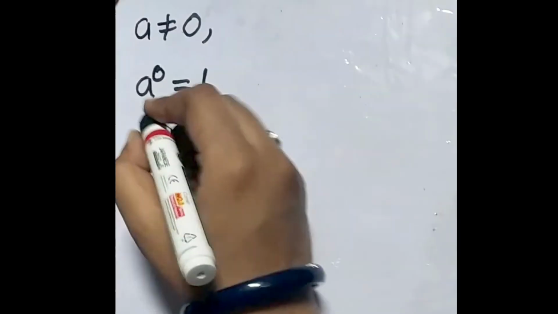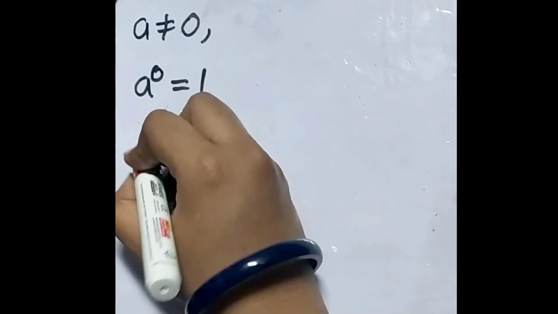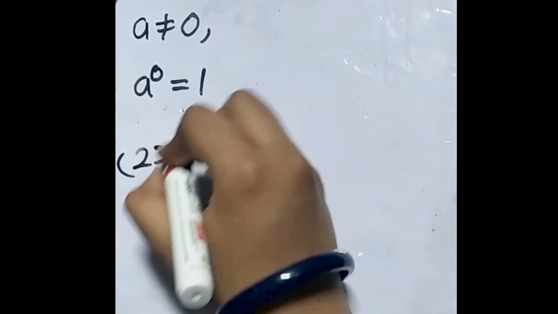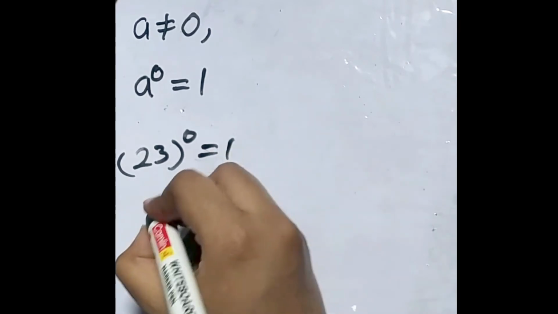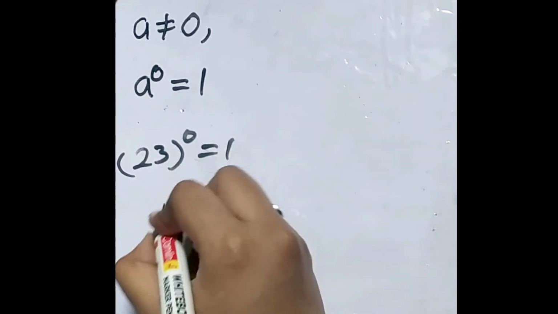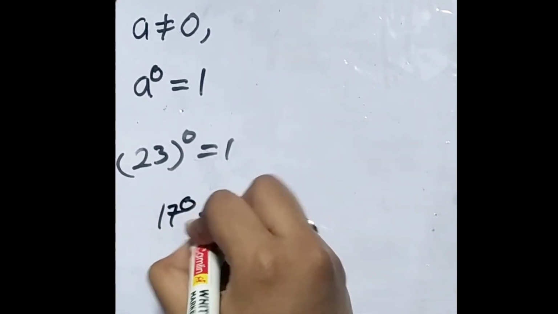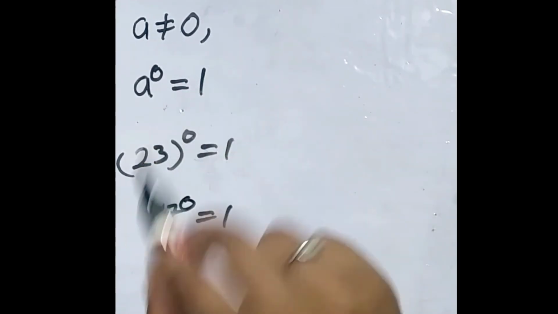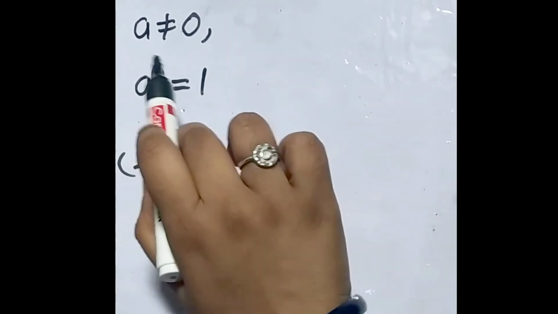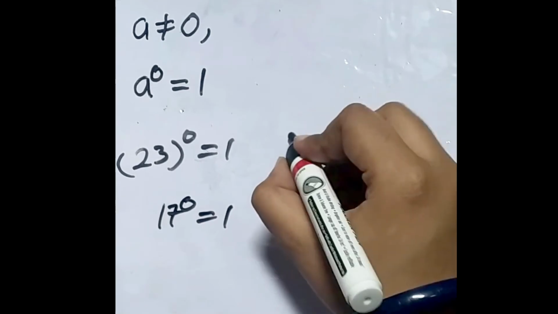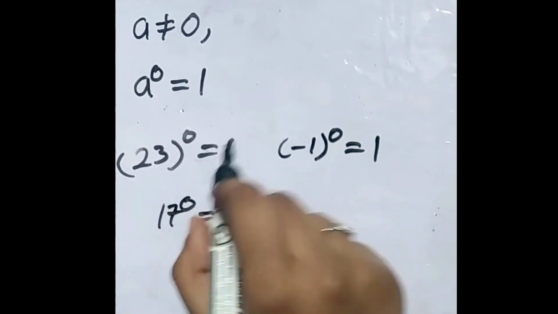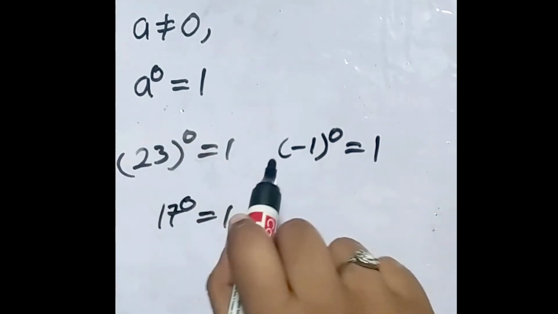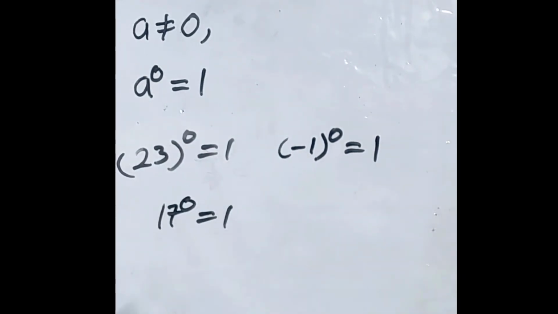So any non-zero number raised to 0 will always be equal to 1. We will see some examples. 23 raised to 0 equals 1. Any number raised to 0 is 1. 17 raised to 0 equals 1. Any non-zero number, and also minus 1 raised to 0 equals 1. So any non-zero number raised to 0 will always be equal to 1.